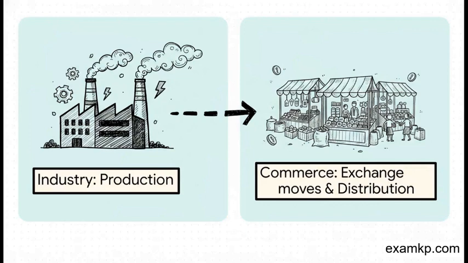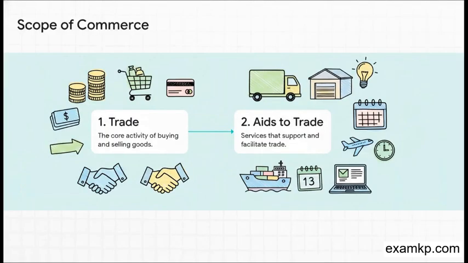Simple as that. The scope of commerce can feel really big, but it's actually easy to understand when you break it down into its 2 main branches. That's it, just 2. First, you have trade, which is the actual core activity of buying and selling. And second, you have the aids to trade. These are all the support services that make trade happen in the first place. Let's look at each one a bit closer.